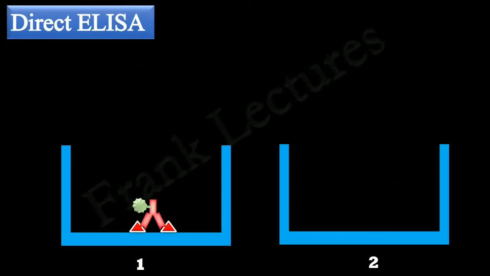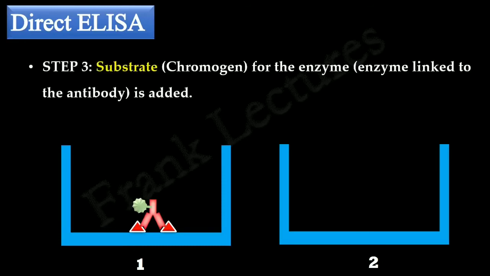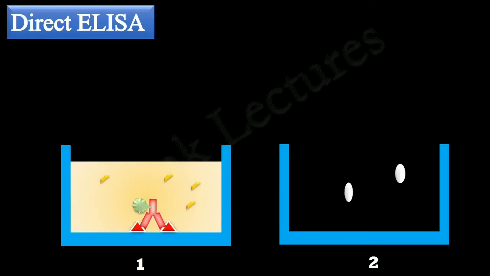In the third and final step, we add substrate specific for the enzyme that is linked to the conjugated antibody. After some time, color development can be seen in the first well. This is because the enzyme linked to the antibody acted on the substrate and resulted in the formation of a colored end product. But in the second well there is no color change. This is because there was no enzyme-linked antibody present in this well.